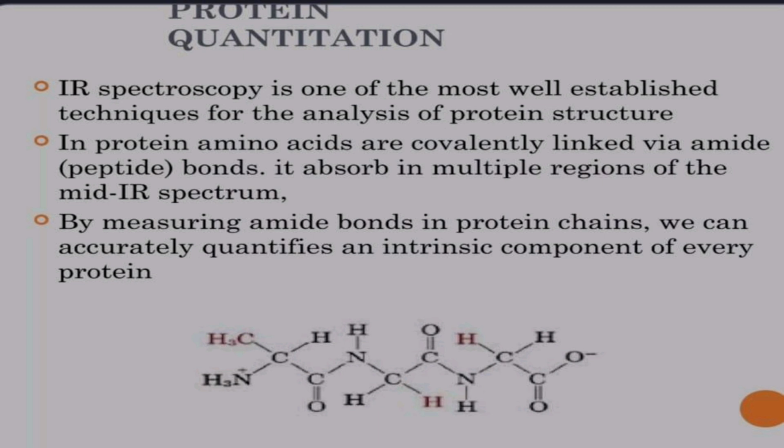Next is protein quantitation. IR spectroscopy is one of the most well-established techniques for the analysis of protein structure. In proteins, amino acids are covalently linked via amide bonds. It absorbs in multiple regions of the mid-IR spectrum. By measuring amide bonds in the protein chain, we can accurately quantify an intrinsic component of every protein.